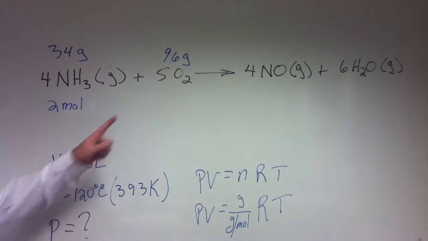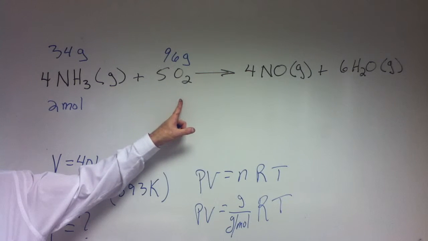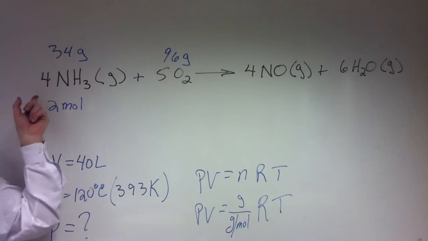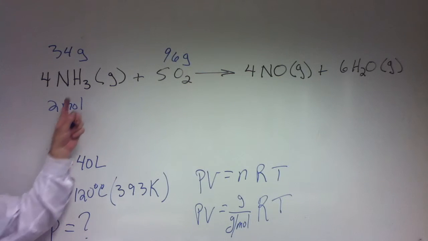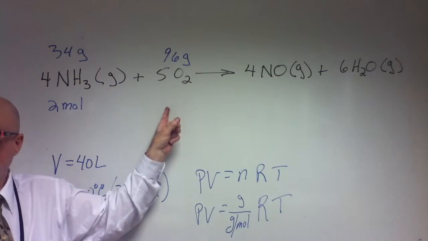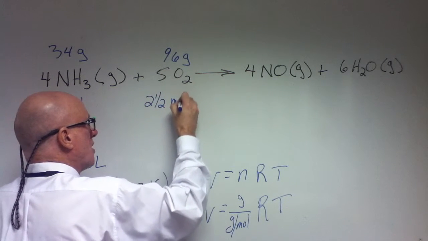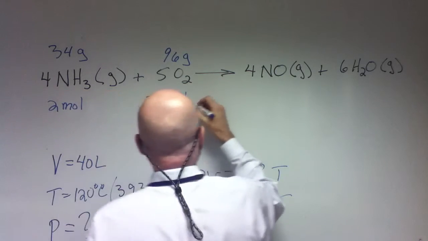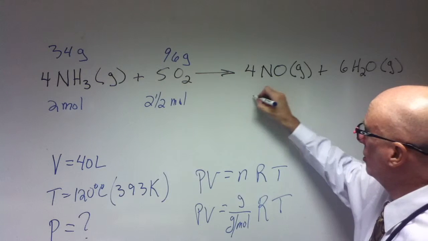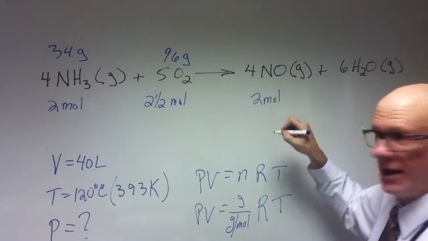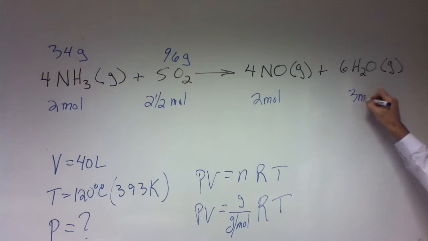How many moles of this, therefore, am I going to need? If I have, not 4 moles, I want to use 2 moles. 2 moles of this, I must use 2.5, right? 2.5 moles. How much of this? 2 moles, right? And then, what's this? This is 3 moles, right?